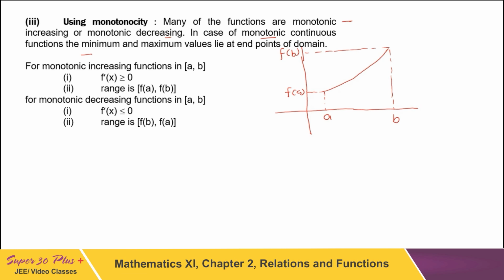So up to now we have studied how to find the range of a function. To find the range of the function, first of all we have to find the domain. If the domain is the real numbers, then method 1 can be used. Method number 2: we can draw the graph of the function, and by observing the continuous and discontinuous graph, we can find the range of the function. And method number 3: by using monotonicity, we can find the range of the function.